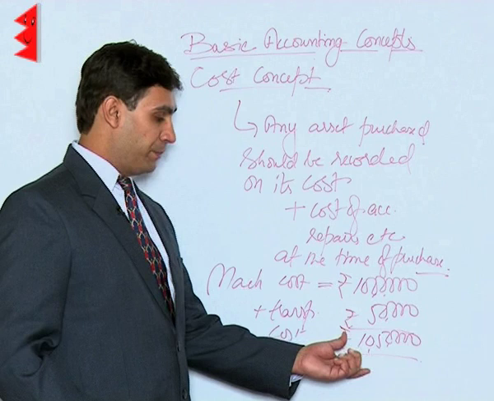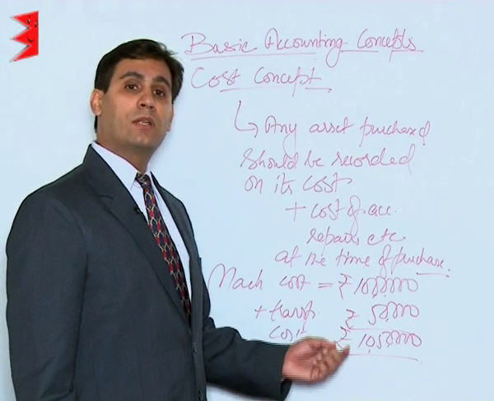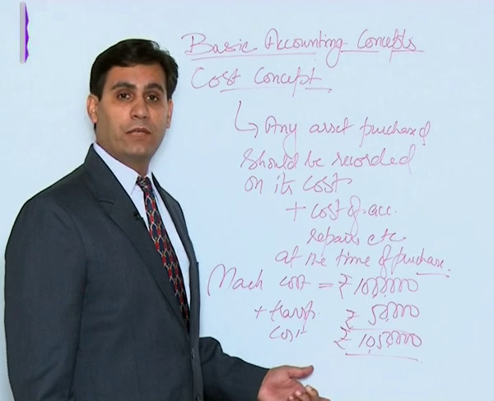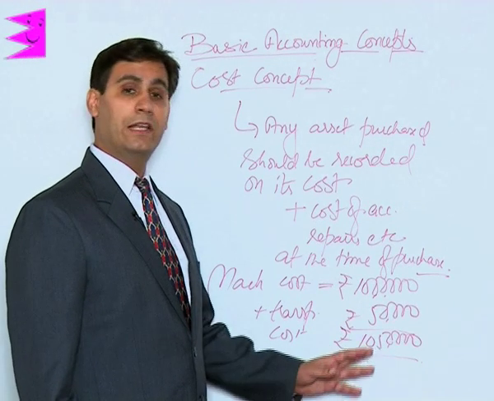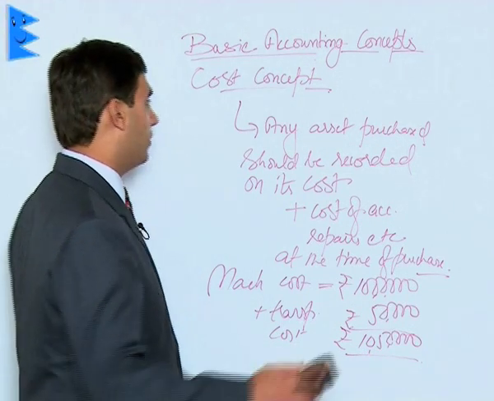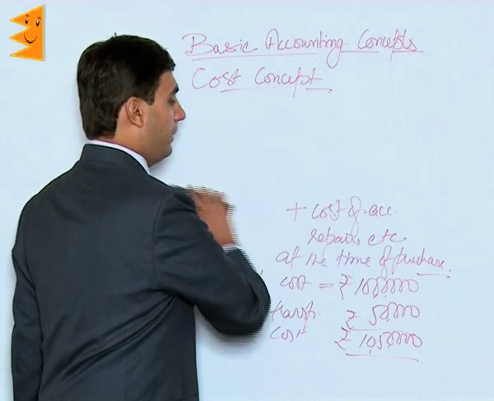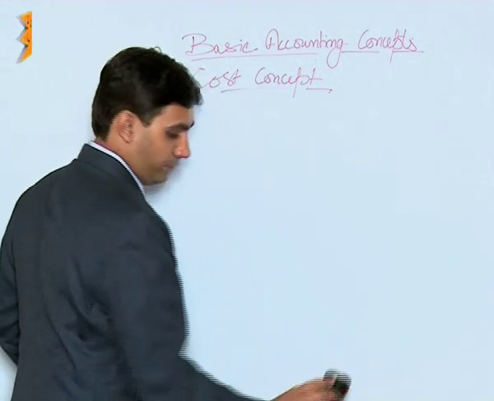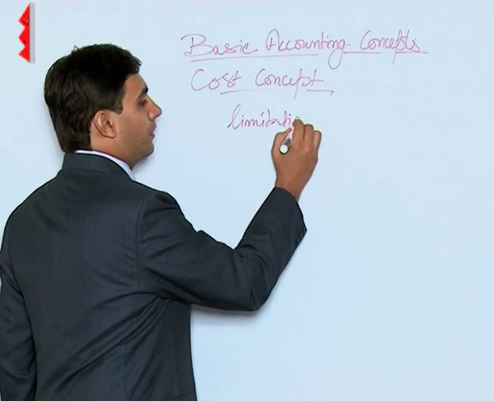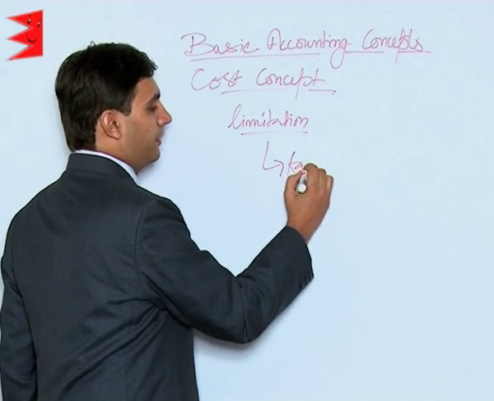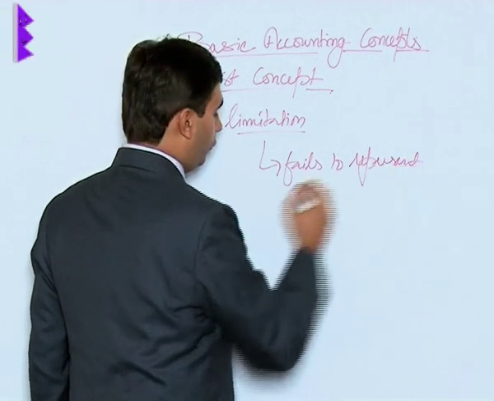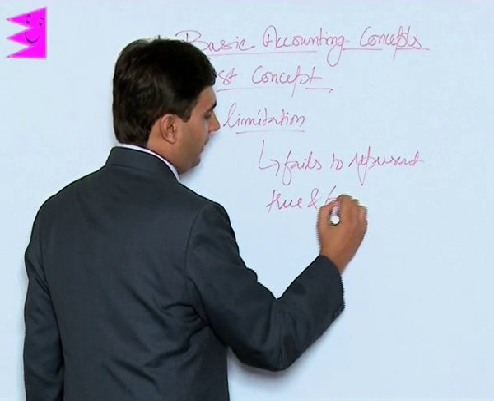So now when the machine appears at 10 lakh 50,000, it would continue to appear in the balance sheet at the same value, and over a period of time whatever depreciation is there on this value would be reduced. This concept has a major limitation also. What is the major limitation? The limitation is that it fails to represent a true and fair picture of accounts.